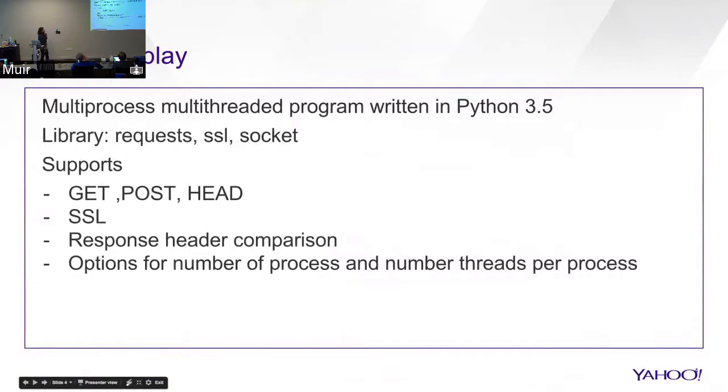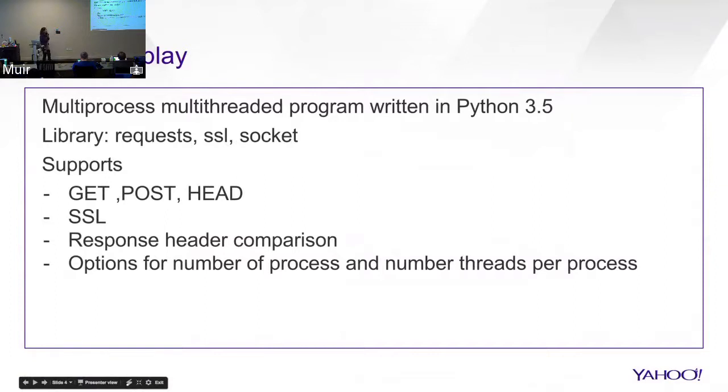The traffic replay is a multi-process, multi-threaded program written in Python, and you can specify the number of processes and the number of threads per process to run the program. What happens is that it takes all the session data and splits them into queues and then feeds the queues to the processes. The processes have multiple threads running, so they take the sessions and replay them using the requests library, which is also a Python library.